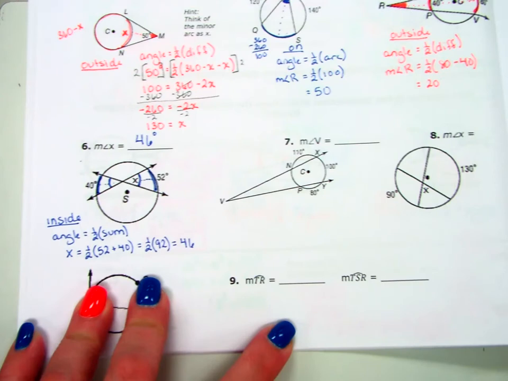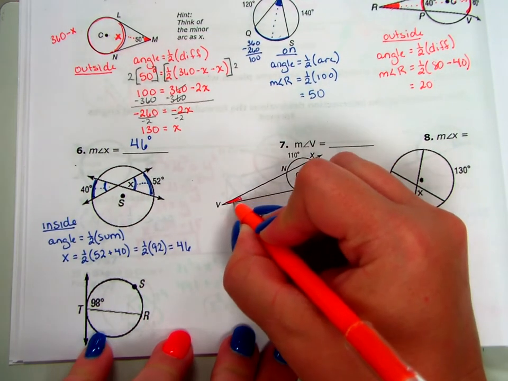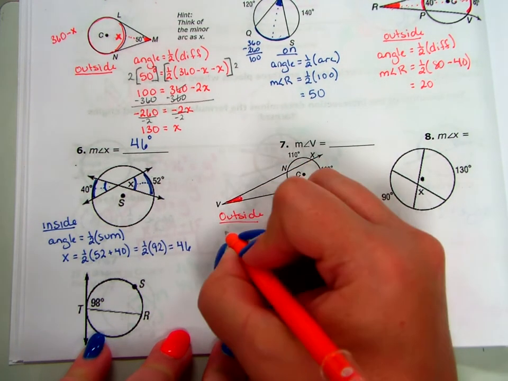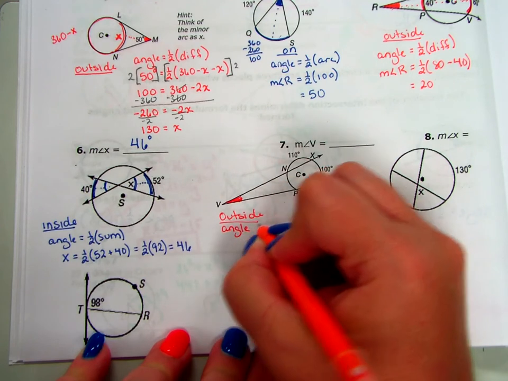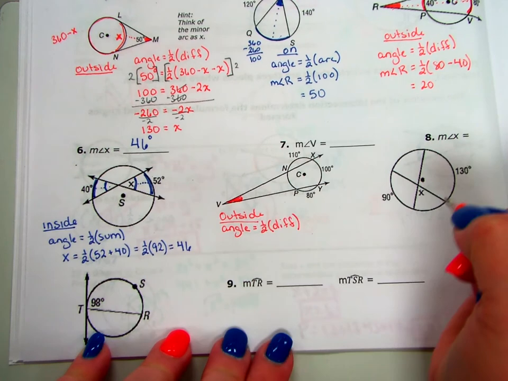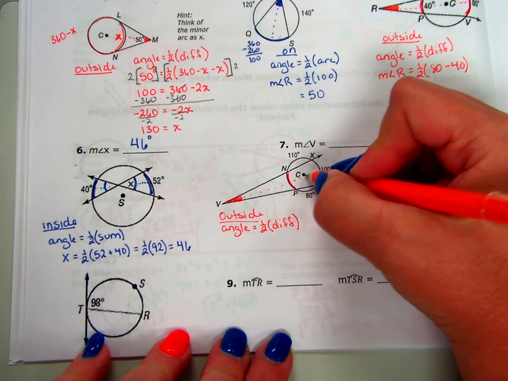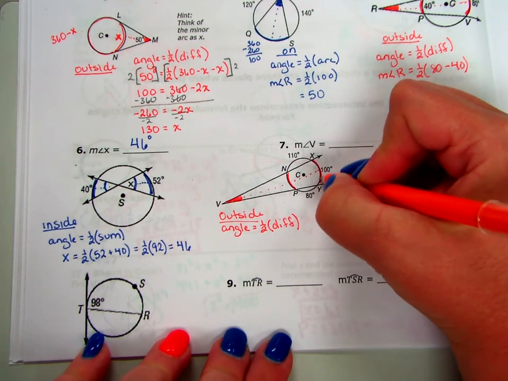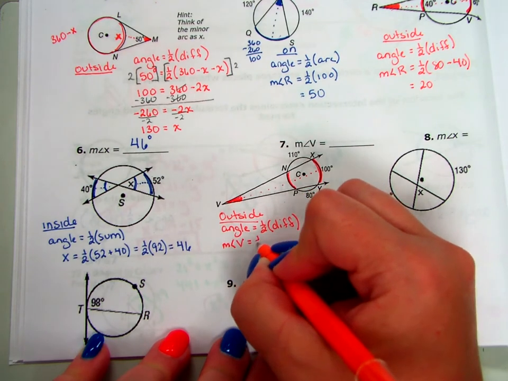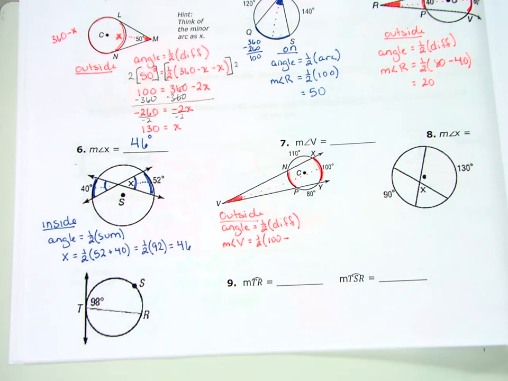Find the measure of angle V. Angle V is inside, outside, or on the circle? Outside. So that means the angle is 1/2 the difference. As I come through, I can see I have this arc that I don't know how big it is. And then as I keep going, I hit this arc that's 100. So that angle V is 1/2. The outside arc is 100.